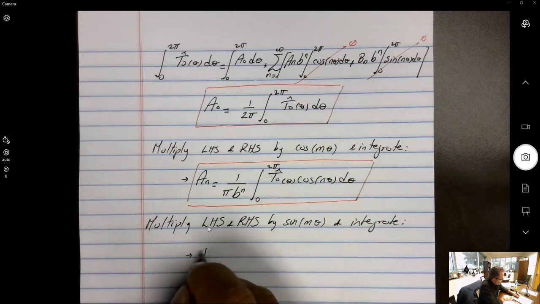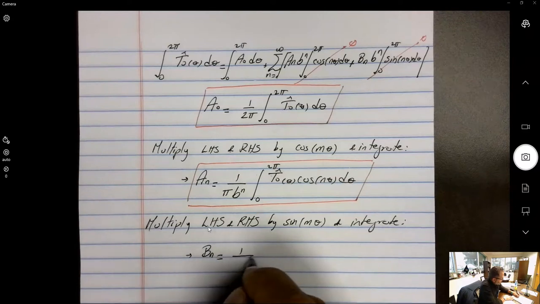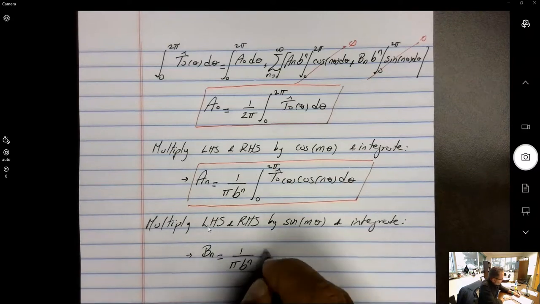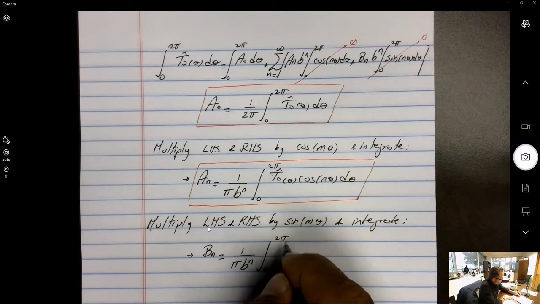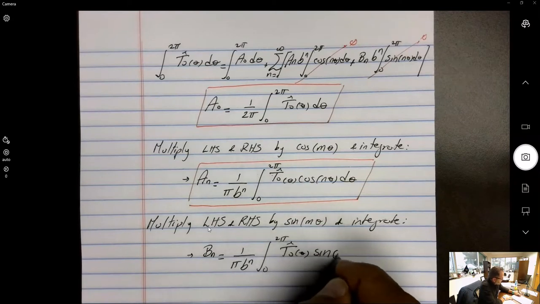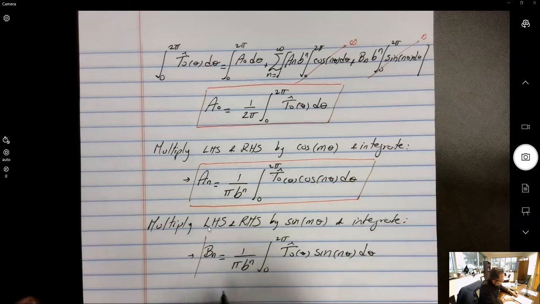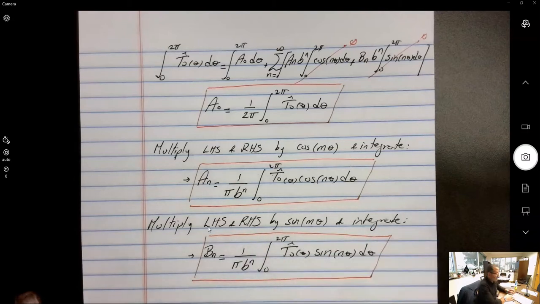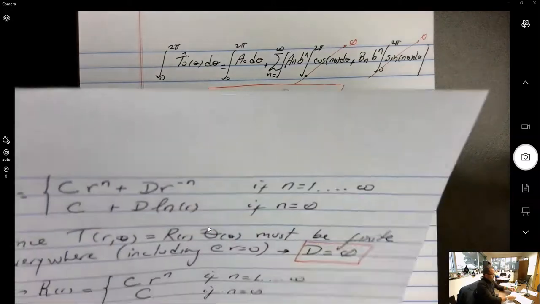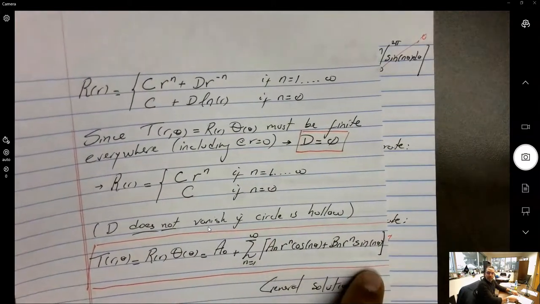And we get that a_n is equal to 1 over pi, the integral from 0 to 2 pi of T_0 sine of n theta d theta. And that is the answer. Now we have the three constants of integration. We plug that in here in the general solution.